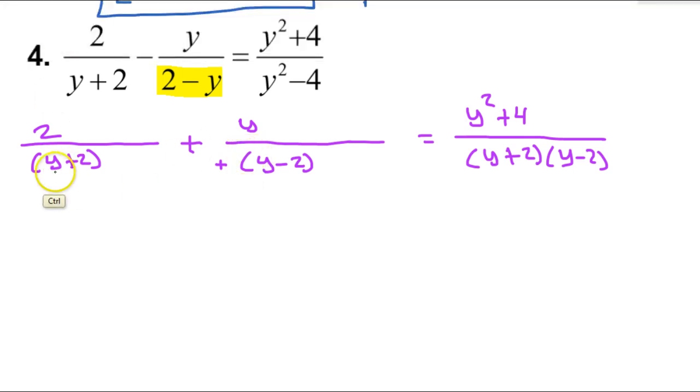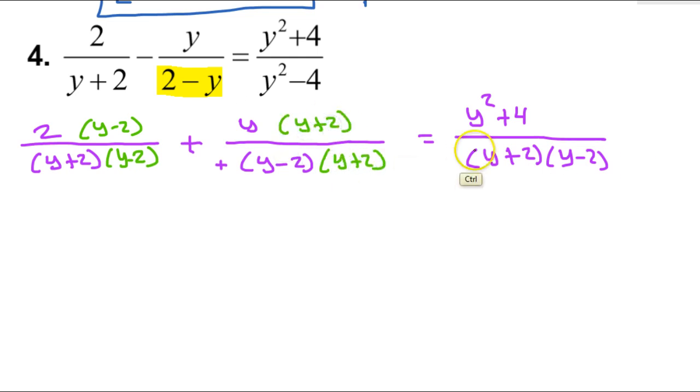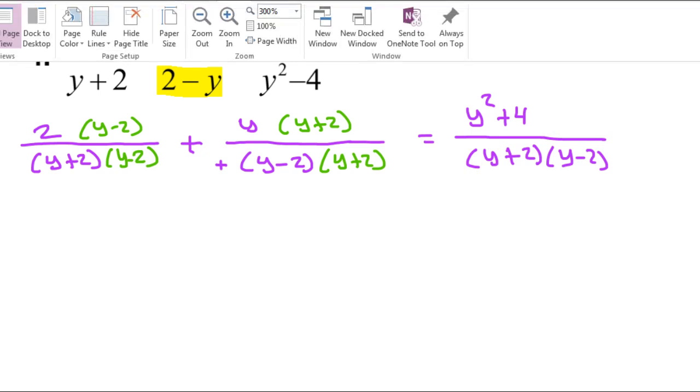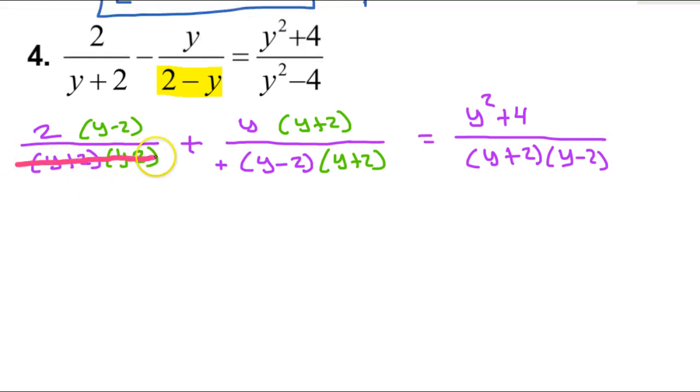You know that we need like denominators. So I have a y plus 2, but this one has a y minus 2. So I'm going to give it a y minus 2 in the numerator and the denominator. This one has a y minus 2. It needs a y plus 2. So I'm going to give it a y plus 2 in the numerator and the denominator. This one already has both a y plus 2 and a y minus 2. So I don't need to give this one anything. Okay? So now I can cancel out the denominators. So that is going to leave me with all of this.